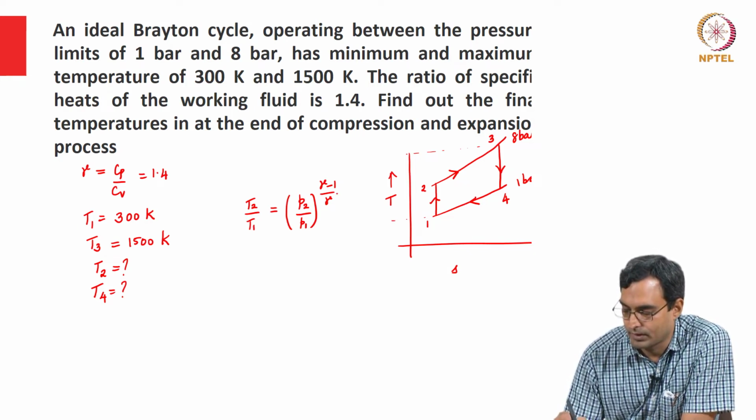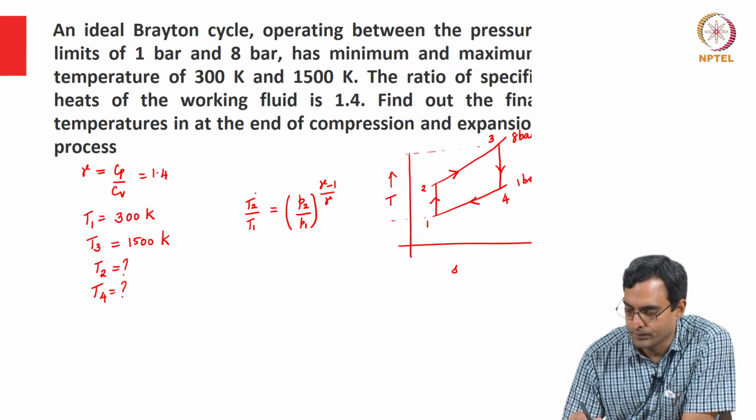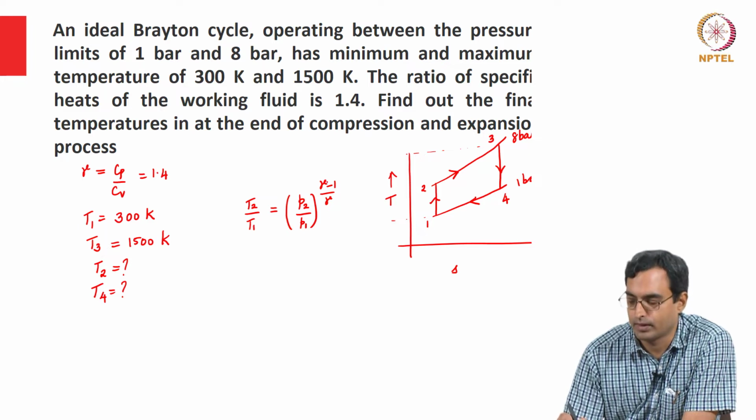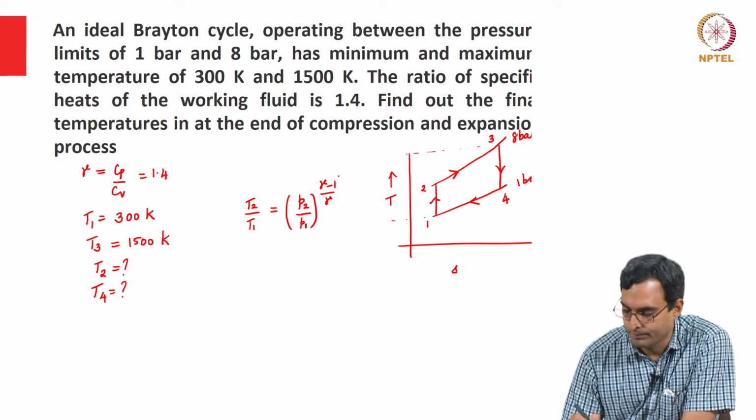Often we get confused as to which should be on top, gamma minus 1 or gamma. What we know is the temperature ratio should be less than the pressure ratio. So this power should be less than 1. So this is gamma minus 1 by gamma. So this is actually quite a straightforward problem.